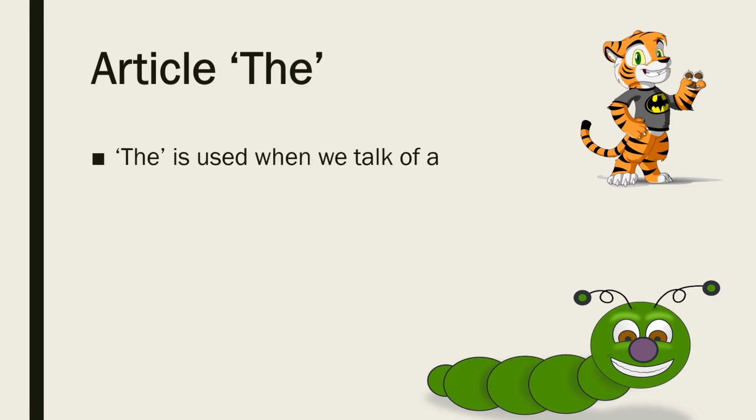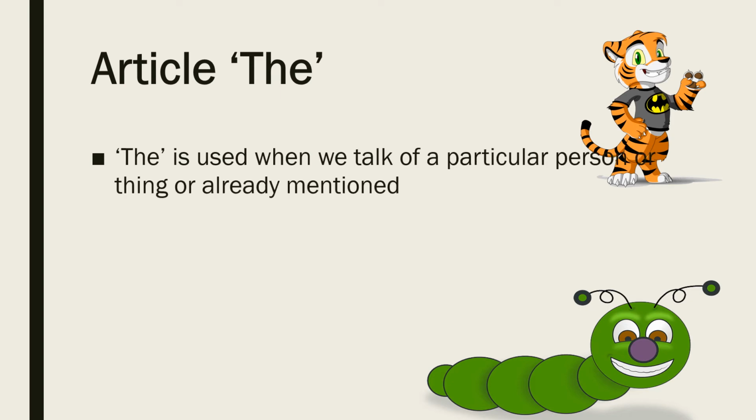The is used when we talk of a particular person or thing, or already mentioned a person or a thing. So we use the when we are talking about somebody or something which is specific. Not anything, anybody. If I say the boy, that means there is a particular indication about that boy.